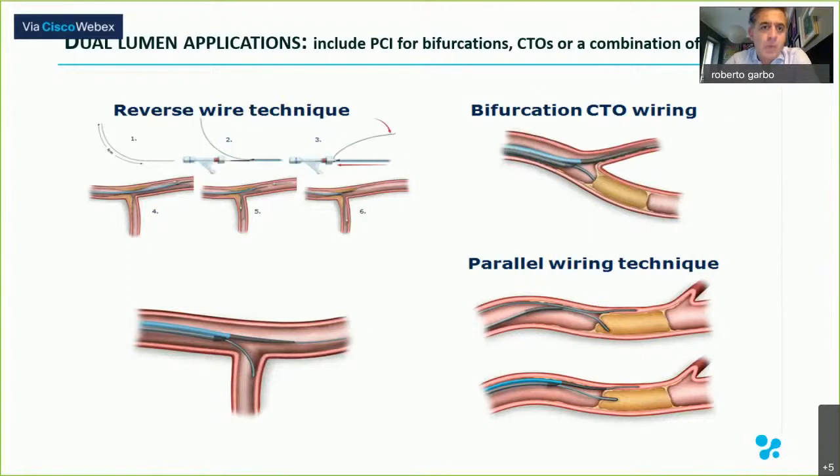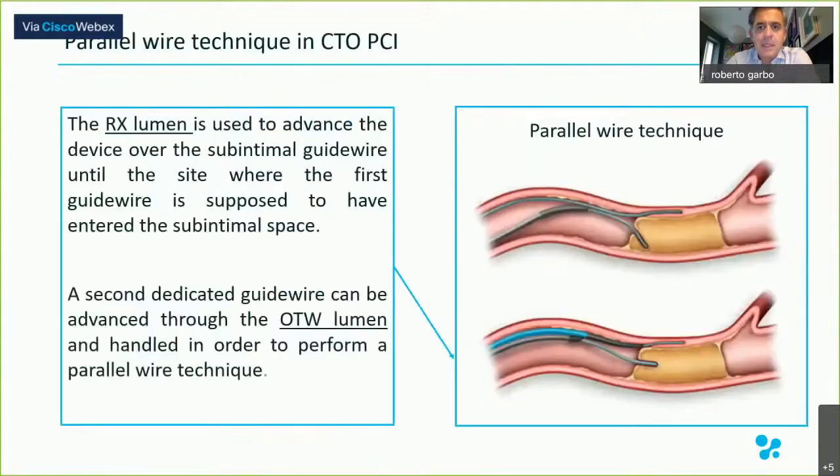So we focus on Antegrade CTO PCI, and after Antegrade wire escalation, another very important step that I think is sometimes underused is the parallel wire technique. The parallel wire technique is part of our way to treat this patient in the modern era, and it has to be done with the dual lumen microcatheter.